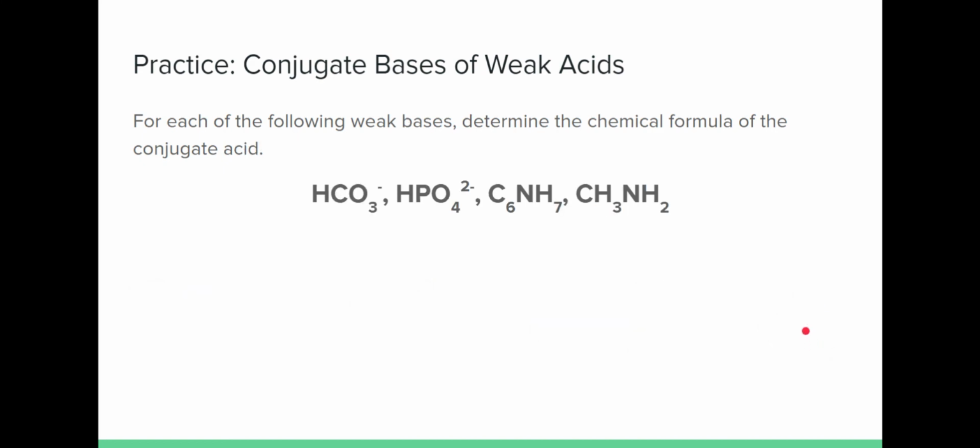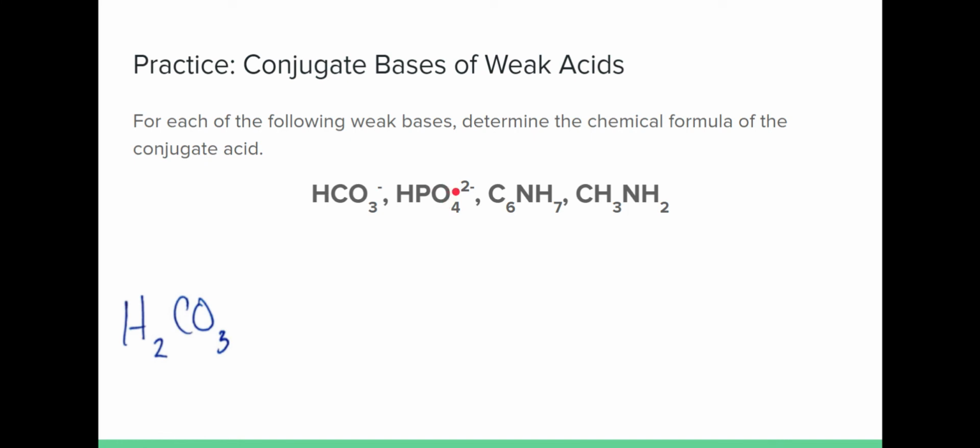Now, if we're looking at the reverse situation where we have a weak base, HCO3- is the bicarbonate ion. If it gains a proton and behaves like a base, its charge is going to become more positive by 1. So its conjugate acid is going to be H2CO3 without a charge because it gained a positive charge.